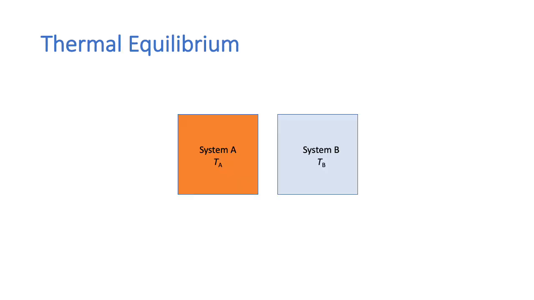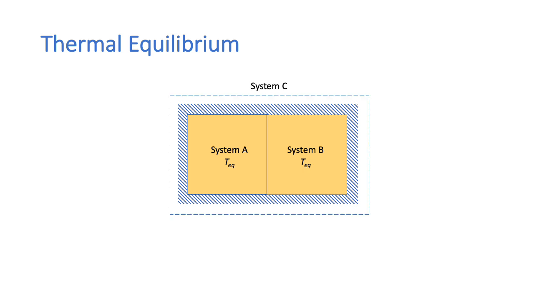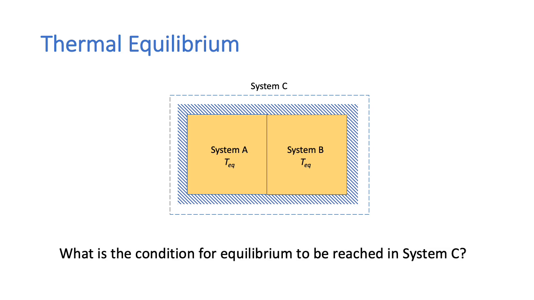We have here two masses, which we label A and B, initially at different temperatures, TA and TB. We bring them together and insulate around them, and let the two masses come to thermal equilibrium. Both of them will then be at the same temperature. We define system C as the combined system A plus B. The question we want to answer is: what is the condition for equilibrium to be reached in system C?